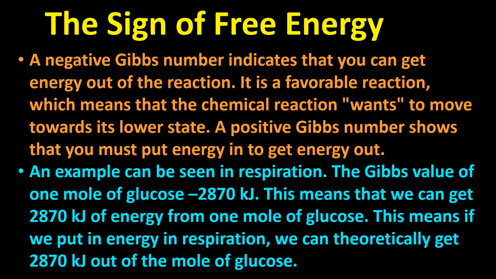An example can be seen in respiration. The Gibbs value of 1 mole of glucose is negative 2,870 kilojoules. This means that we can get 2,870 kilojoules of energy from 1 mole of glucose. This means if we put in energy in respiration, we can theoretically get 2,870 kilojoules out of the 1 mole of glucose.